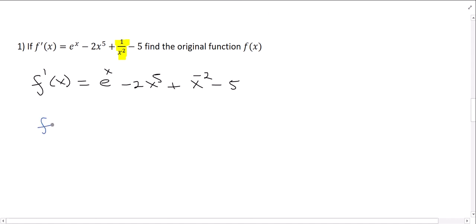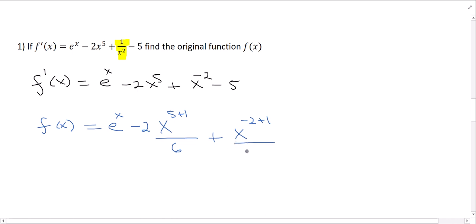So then my f of x, the original function: what did I take the derivative of to get e to the x? E to the x, right? The antiderivative of e to the x is e to the x. What about here? Here I'm going to use the general power rule. I'm going to add 1 to the exponent, so it'll be 5 plus 1, divided by the new exponent. 5 plus 1 is 6, so divided by 6, plus x to the negative 2 plus 1. Negative 2 plus 1 is negative 1, so divide by the new exponent, minus what's going on here with the 5? That's a constant, and I'm taking the antiderivative. What did I take the derivative of to get just 5? That will be 5x, and then plus a constant.